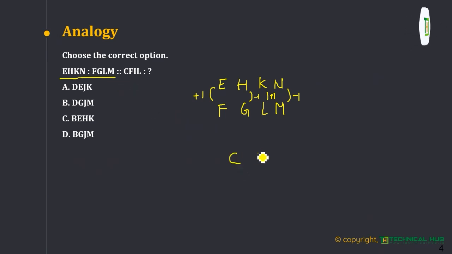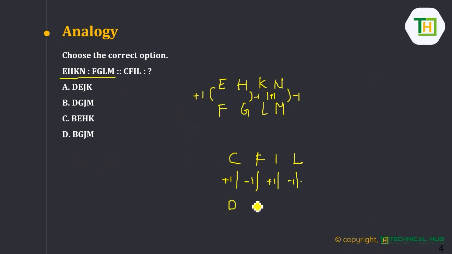So I apply the same logic here. C, F, I, L. First I will take plus 1. Next I'll apply minus 1, I plus 1 and L minus 1. Okay, so C plus 1 is D. F minus 1 is E. I plus 1 is J and L minus 1 is K here. Okay, so the answer should be D, E, J, K, right? So it is option A here.